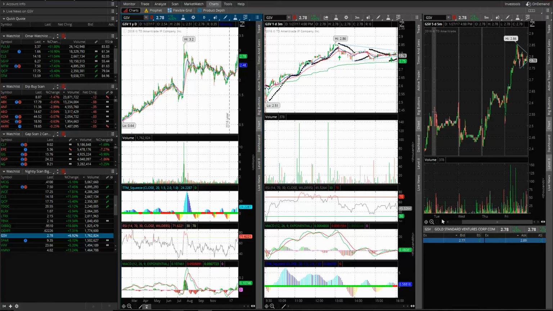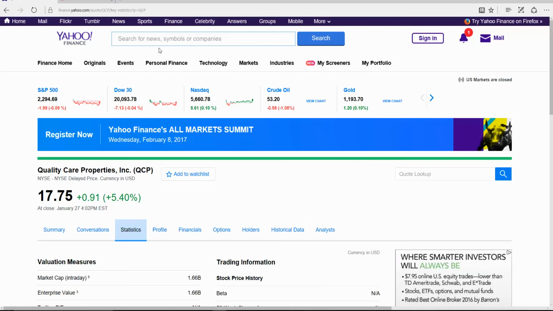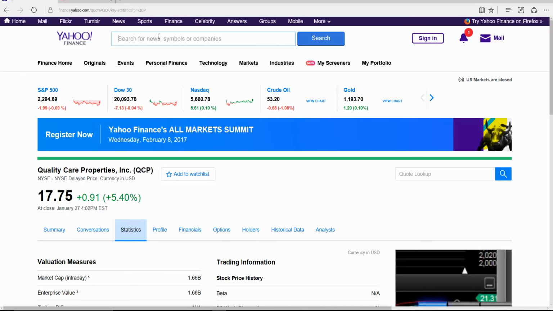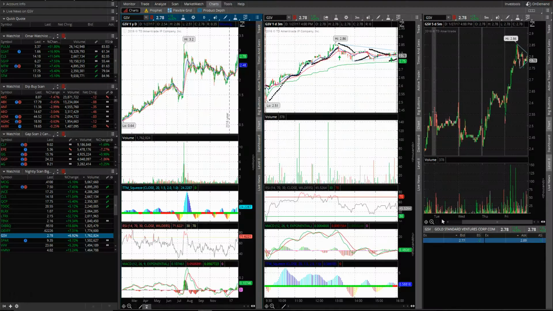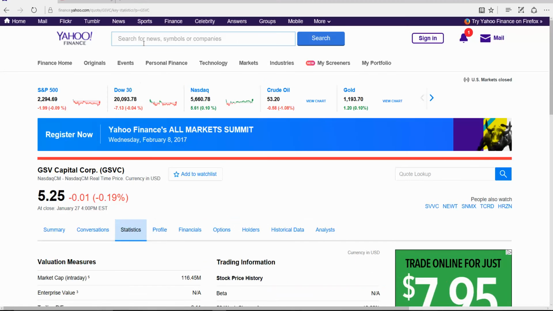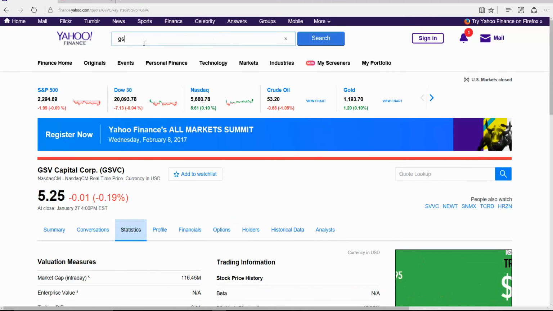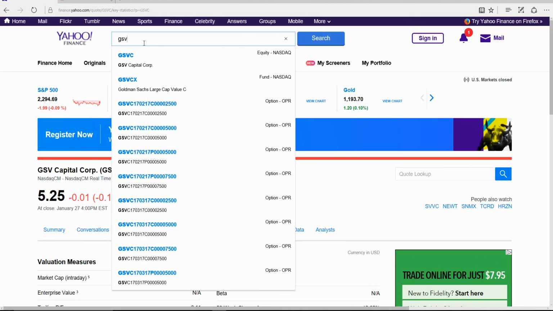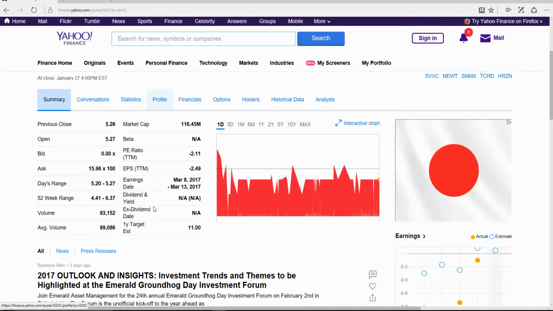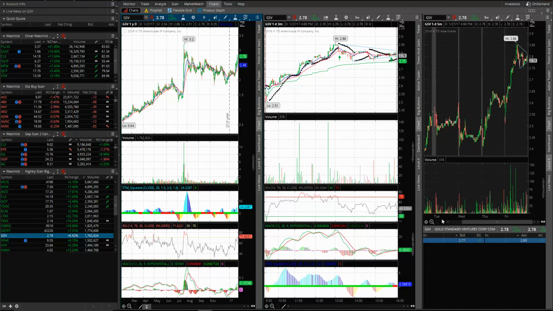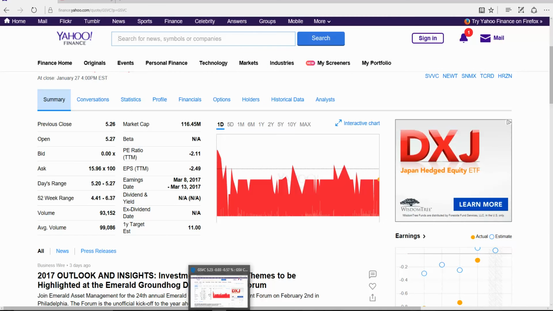Let's see what the normal volume is for this stock. GSV. Oh no, I'm looking at the wrong stock. It is GSV. Oh, this is GSVC. No, GSV. Why is it giving me GSVC? That is not what I'm looking for. That's strange. I don't know why it's not coming up. GSV. I am not going crazy.